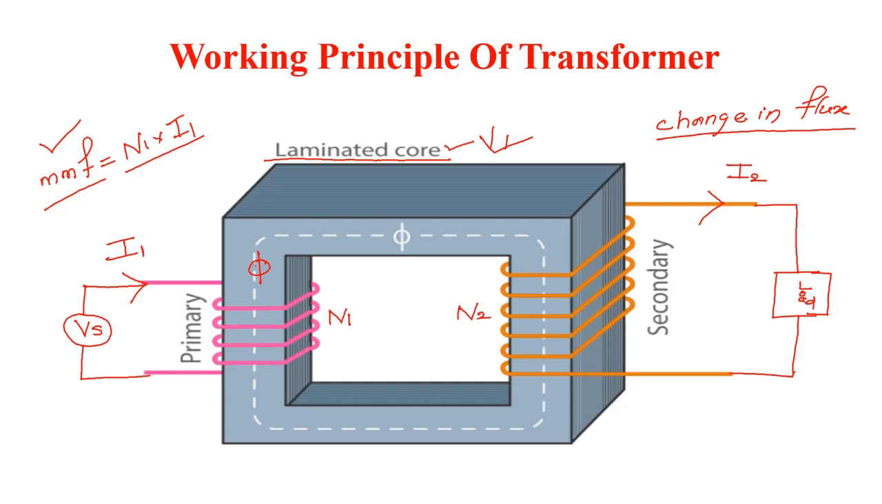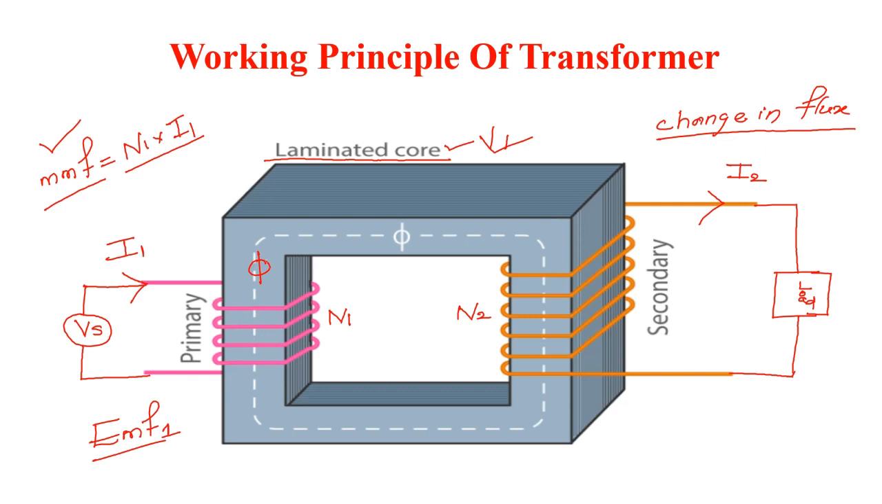Now this alternating flux or change in flux is produced in the primary. Because of this alternating flux in the primary, there is a production of electromotive force, that is EMF 1. It means we are getting the electromotive force on the primary side. That's why I'm giving the name EMF 1. So EMF, the electromotive force, is produced on the primary side due to the change in flux produced in the primary.